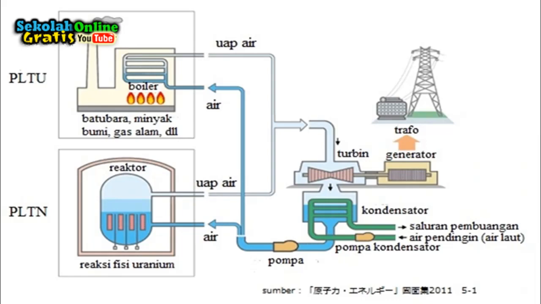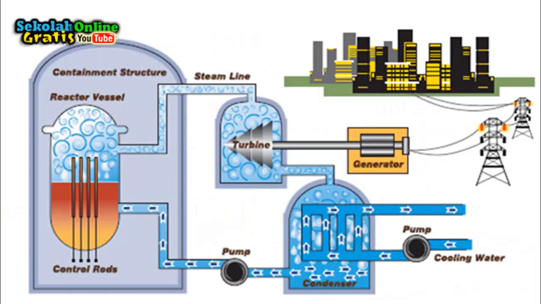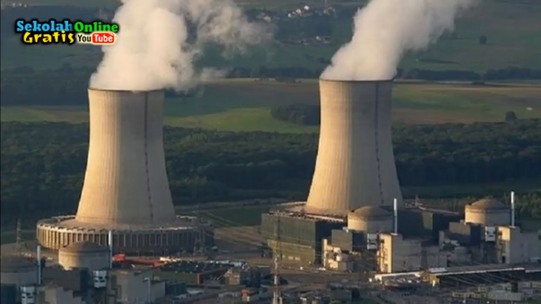In nuclear power plants, heat is obtained from the nuclear fission reaction in a nuclear reactor. The heat generated reaches 1.5 million degrees Celsius, so that no material on Earth can withstand the heat. So that the heat does not spread to the environment, a magnetic bottle with a very large magnetic field is used. Here is a picture of a nuclear reactor.